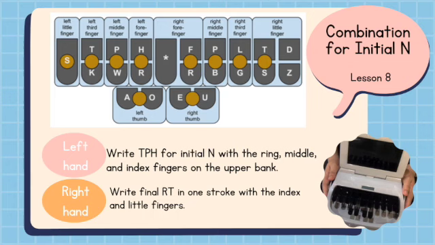So for example, for initial N, we use initials T, P, and H. Okay, so initial N is initials T, P, and H. So with your left hand, you write initials T, P, and H for initial N with the ring, middle, and index fingers on the upper bank. Okay, so now you know what is the initial N. Then on your right hand, you write final RT in one stroke with the index and little fingers. Okay?